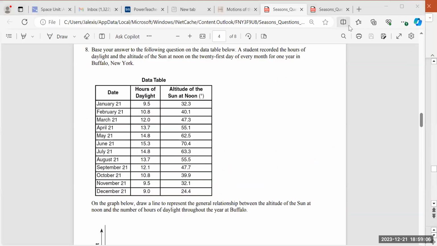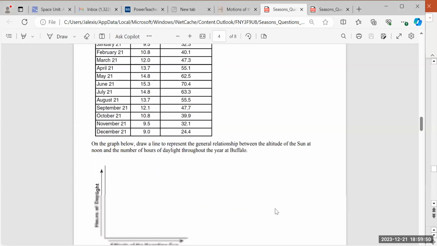Okay, number 8 says, base the answer to the following question on the data table below. A student records the hours of daylight and the altitude of the sun at noon on the 21st day of every month for 1 year in Buffalo, New York. So they're recording the amount of hours of daylight and the altitude of the sun at noon, one day out of each month for the year. On the graph below, draw a line to represent the general relationship between the altitude of the sun at noon and the number of hours of daylight throughout the year at Buffalo.